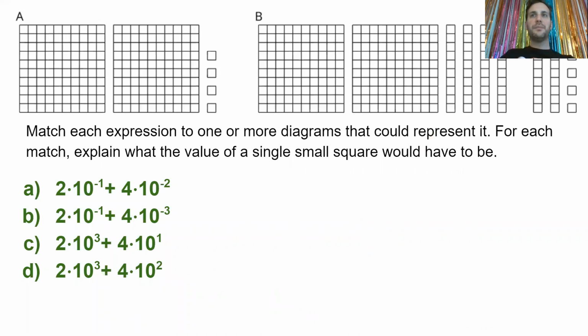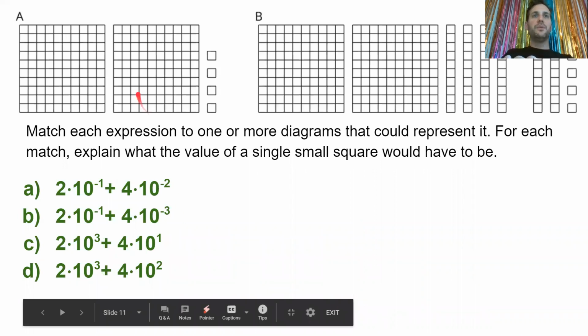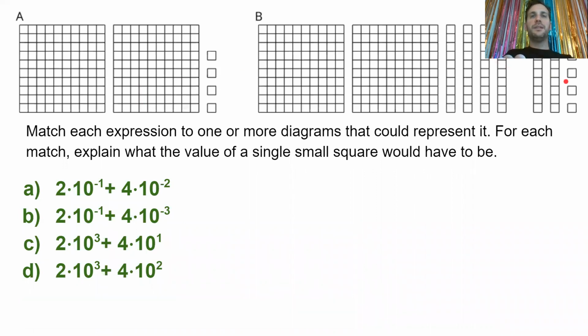So this is the next problem in your packet. You can also see it online. And it's asking you to match each of the expressions, the first, second, third, and fourth, with one or more of these 3 diagrams. So here you can see 200 blocks and 4 singles.